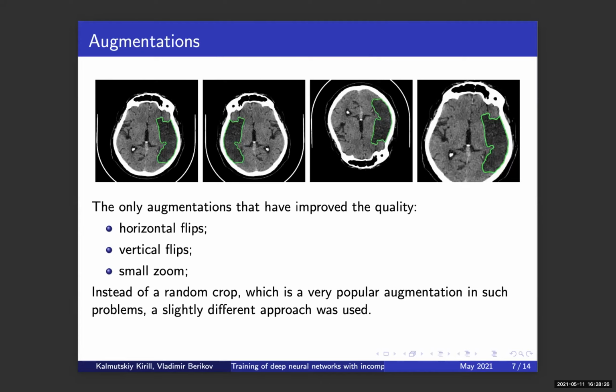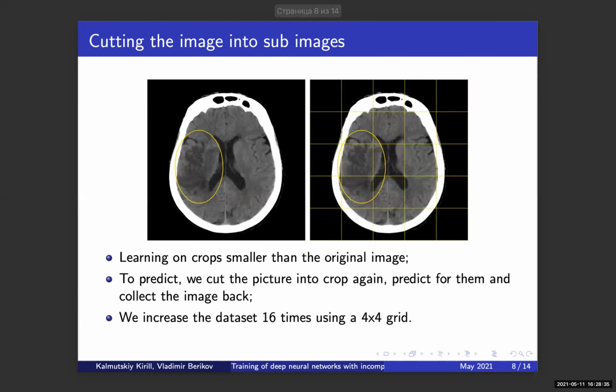You may ask why I didn't use random crop. The reason is that we used another technique which I would call cutting the image into sub-images, or puzzle cropping, or any other name that you prefer. But the idea is very simple: we just cut our initial image into some smaller sub-images by a uniform grid.